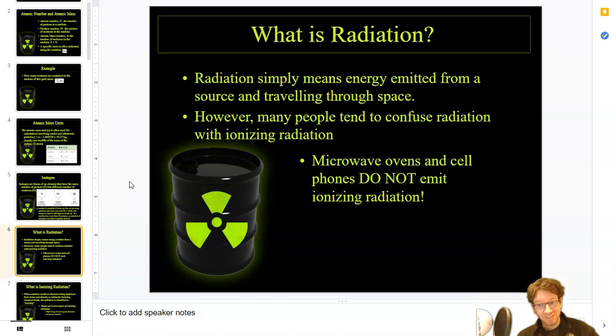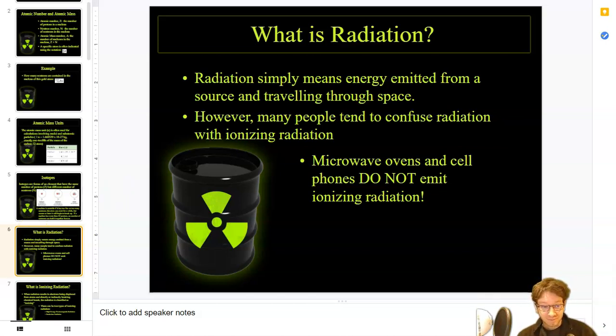So people tend to confuse radiation with what we call ionizing radiation. Ionizing radiation is the dangerous one. It means the radiation has enough energy to strip those electrons off the atoms, which can disrupt things like DNA. And those are the dangerous ones.